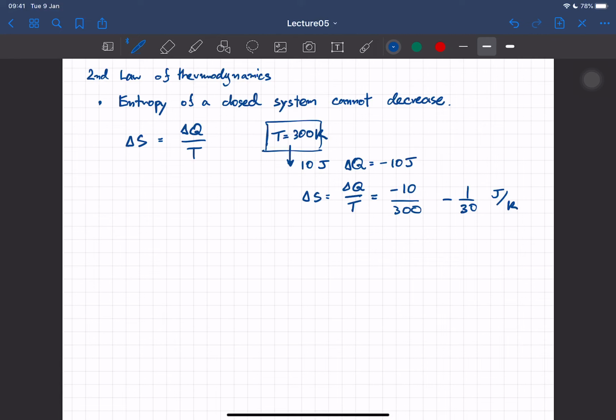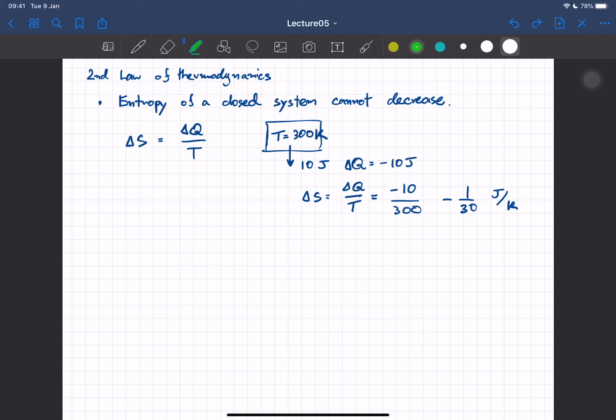So that's the meaning of the first word, entropy: delta S is delta Q divided by T. The next one is, what does it mean to be a closed system? A closed system is a system where nothing can leave and nothing can get into the system. That includes the energy and the number of particles. Usually we're going to talk about energy flowing in or out. So in a closed system, all the energy is contained within the system.